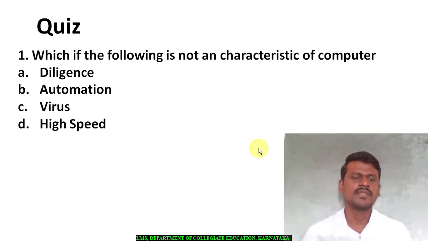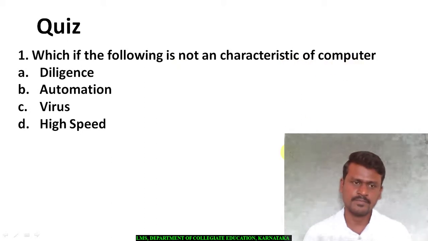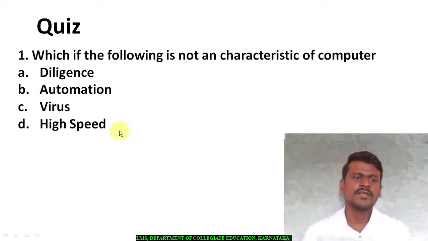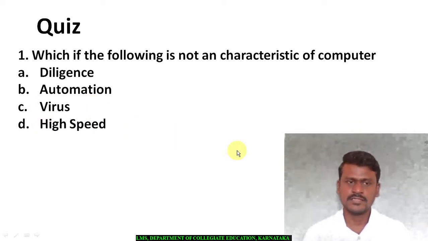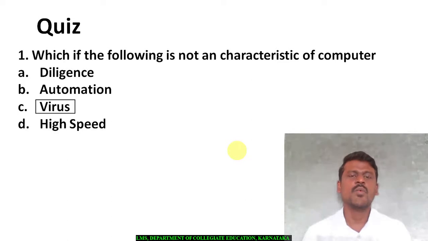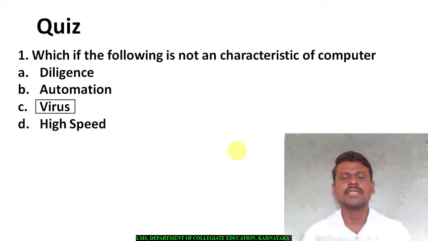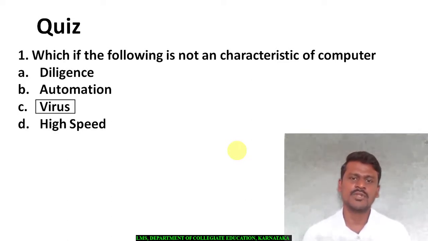First question: which of the following is not a characteristic of computer? First option, diligence. Second option, automation. Third, virus. Fourth, high speed. Any guesses? Answer is virus. Virus is not a characteristic of computer, as we have seen in this session.